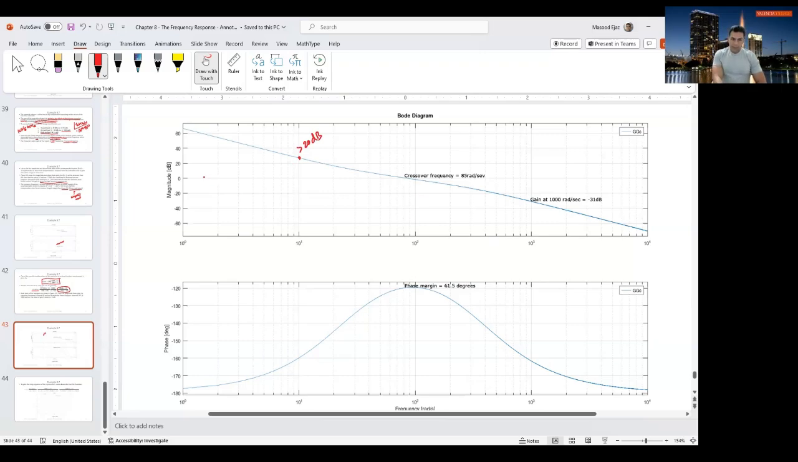The crossover frequency, zero line, is somewhere over here. And it was approximately 85 radian per second, 84 point something radian per second, the crossover. So crossover frequency did change from 500 radian per second to 85 radian per second. And at that crossover frequency, we measure the phase margin, which was coming out to be 61.5 degrees approximately.